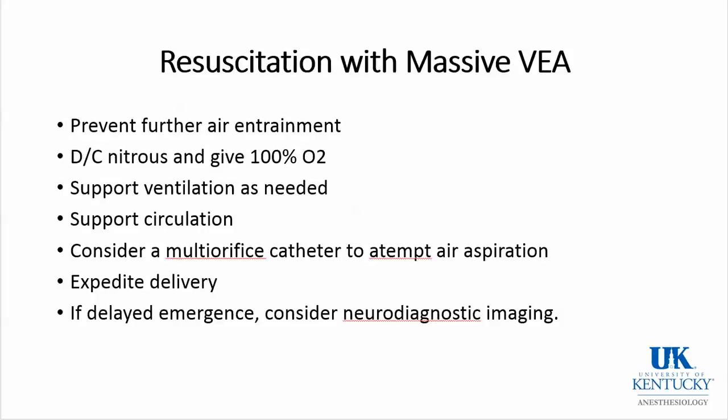So for patients who have suffered from massive venous air embolism, you want to obviously prevent further air entrapment. You want to stop using your nitrous and give 100% oxygen. You want to support ventilation and support circulation. You want to consider a multi-orifice central catheter to attempt air aspiration. You want to expedite delivery. And if a patient is experiencing delayed emergence, you want to consider neurodiagnostic imaging. In patients that have had a major insult from venous air embolism, you always have to consider hyperbaric oxygen therapy.